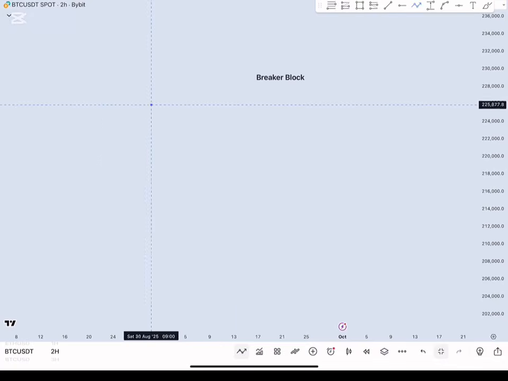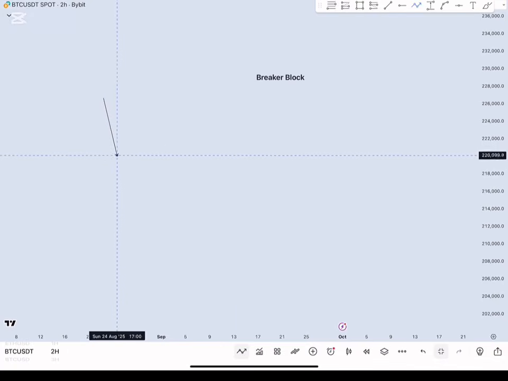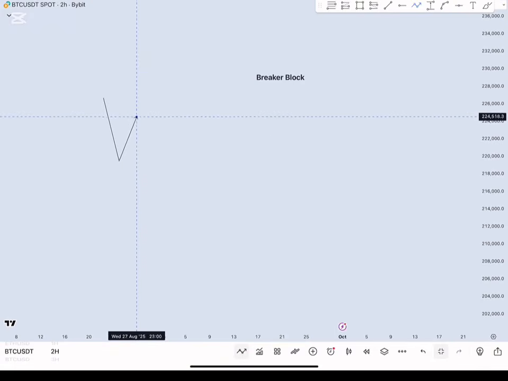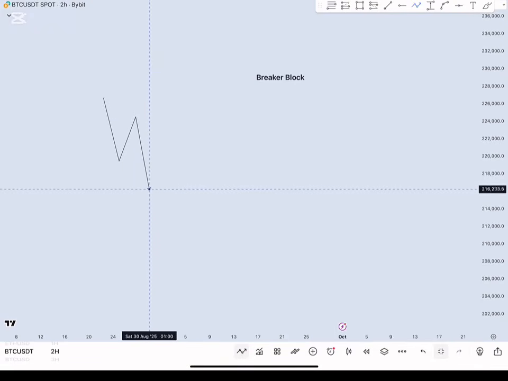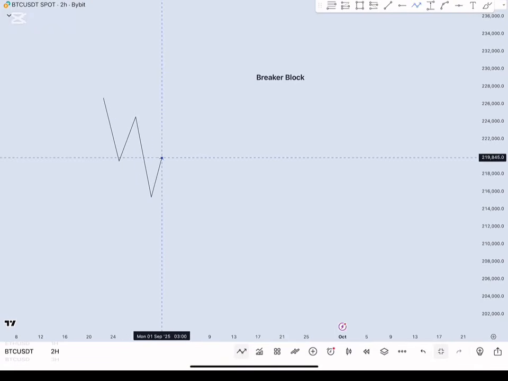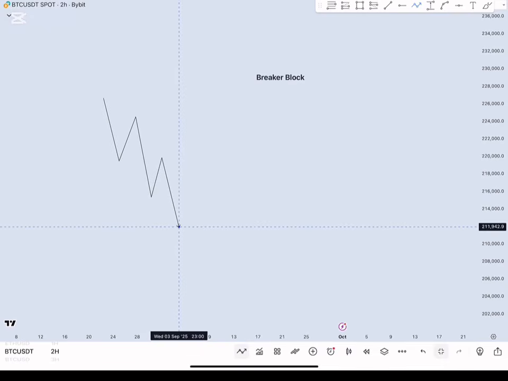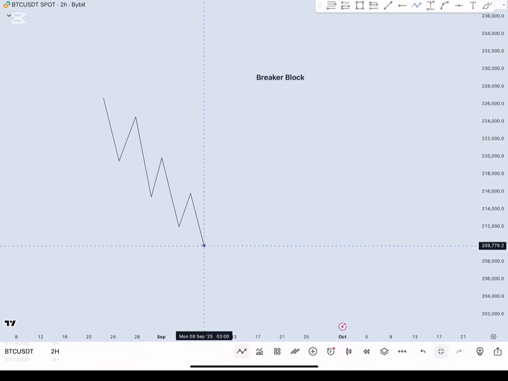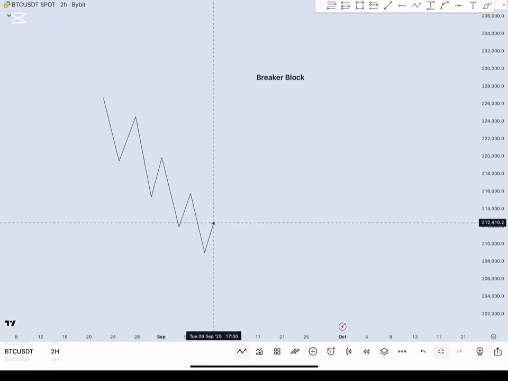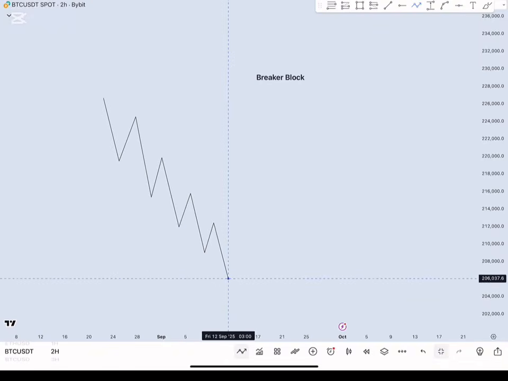So in a downtrend, we have this here. We have the market creating a series of what? We have this low, we have this high, we have this lower low, then we have this lower high, this lower low, this lower high, this lower low, this lower high and this lower low. This is just the basic downtrend.